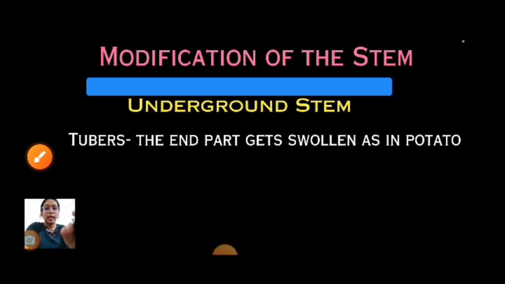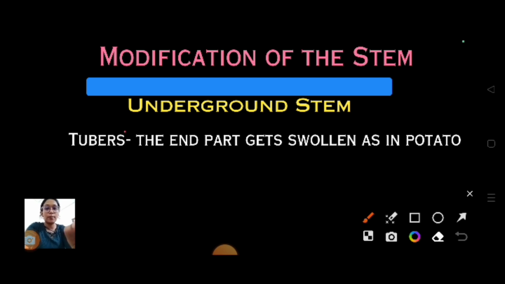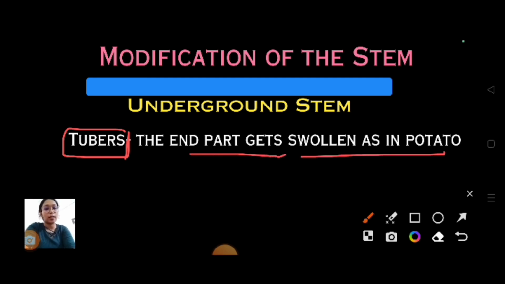Next, the second underground stem modification, tubers. The end part gets swollen, as in potato. So what happens is, the potato plant is there, and the underground stem will develop and become swollen to form a tuber-like structure, for example in potato. Why is this potato not a root? Because it does not arise from the radicle. It directly arises from the stem only. Therefore, potato is not a root, it's a stem.